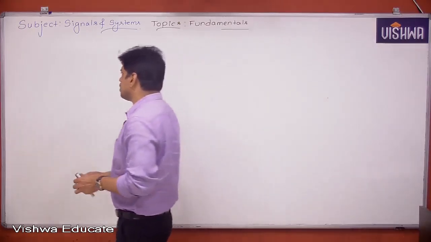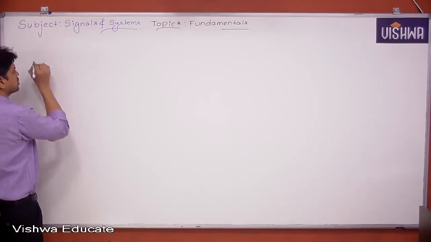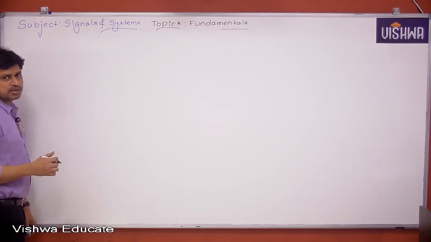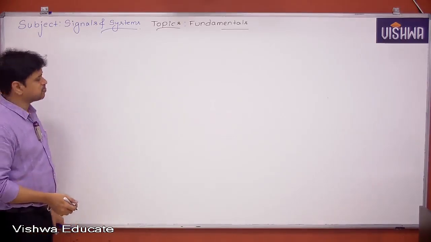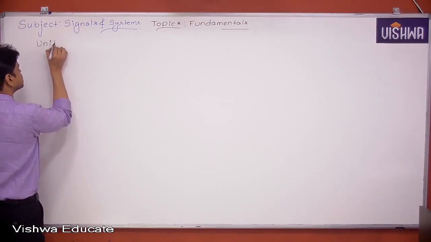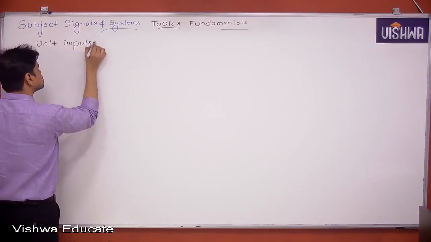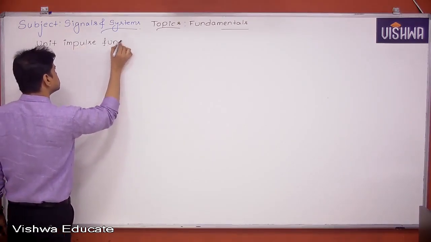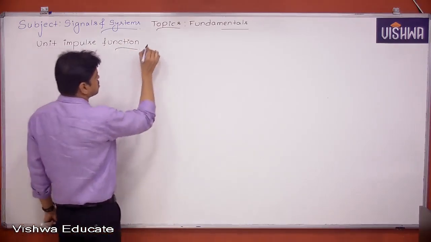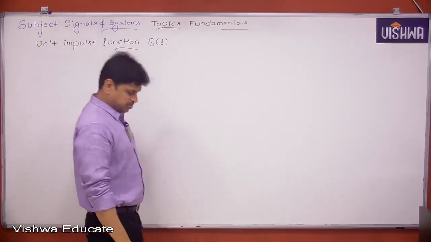Once we complete this, the next thing we have to see is basic continuous time signals. Let's see basic continuous time signals. Give a heading, basic continuous time signals. In that, the first one we have to see is the unit impulse function. It is usually denoted with delta t, delta of t.